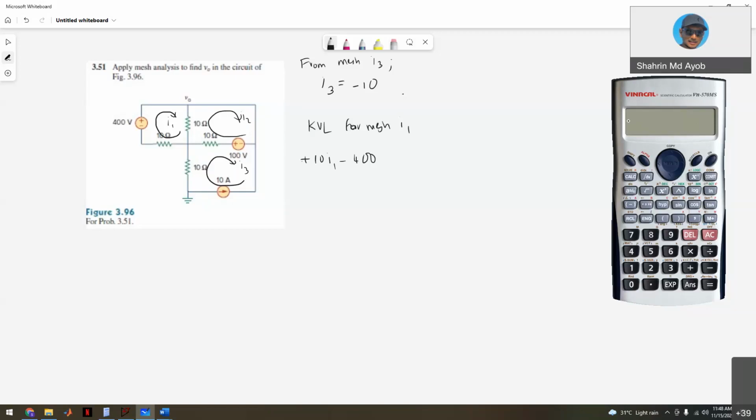Okay, so we continue. So 10 I1 negative 400 volts, and then plus 10 times I1 minus I2, because the polarity should be like this. So I1 minus I2 equals 0. So this one will be 20 I1 minus 10 I2 equals 400.